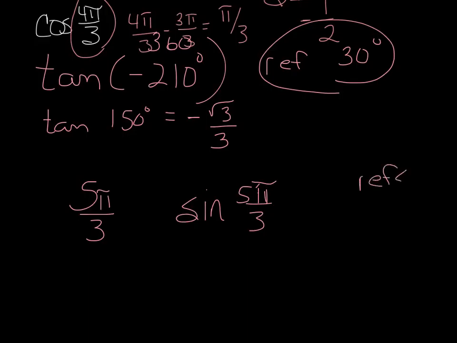Wait, wouldn't it be 2 pi over 3? Reference angle is always acute. 2 pi over 3 is not acute. How do we get pi over 3? Yeah, how do you get pi over 3? All right. There's 2 ways we can do it. What quadrant is 5 pi over 3 in? 3.